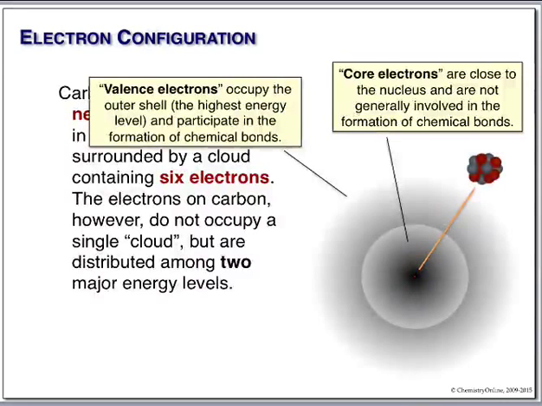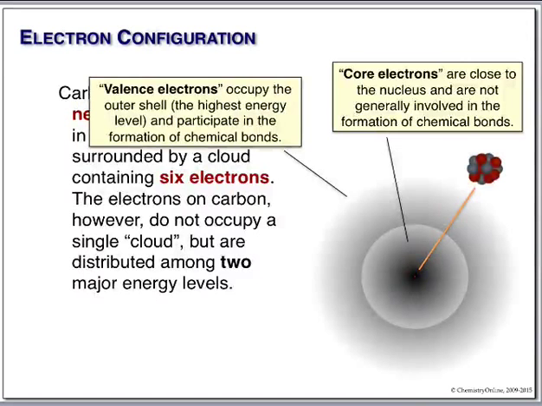All right, let's return to carbon. And let's talk a little bit about its electron configuration. We said that we have electrons in two shells, a core electron and the valence electron. This is in a cloud. They're both clouds. Core electrons are not involved in bonding, but the valence electrons are.